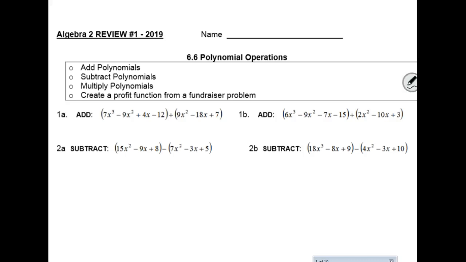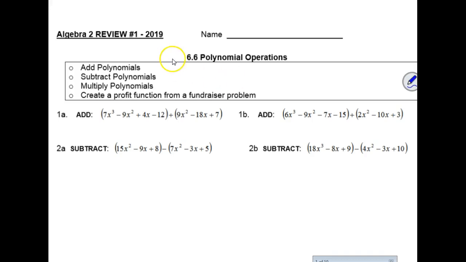So this is our review for the first summative in Algebra 2 for 2019, January, specifically 2019. Just like last semester, I'm going to do all the A problems, and then we're going to leave the B's for you to practice on your own, but we'll post the answer key to everything, of course.